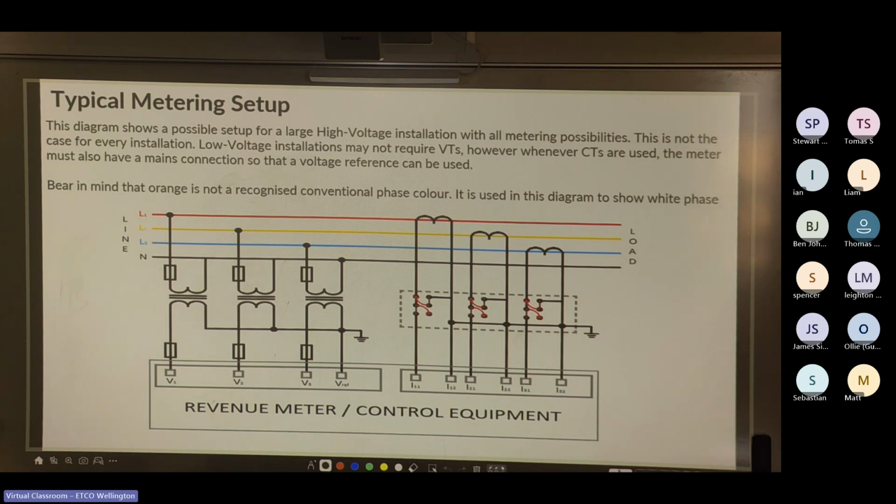And then you've got your control equipment, which are CTs. They're all connected around the coil, so they do not need a neutral. However, the secondary side of all of them are connected to each other to form a star or neutral point, and then that is earthed as well.